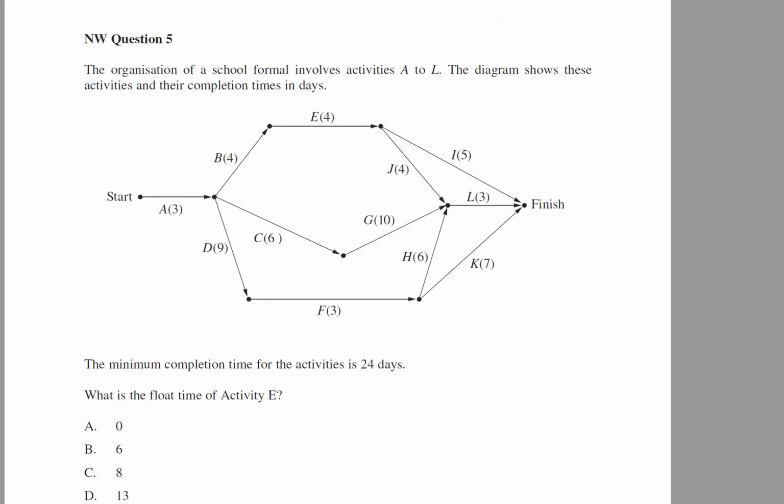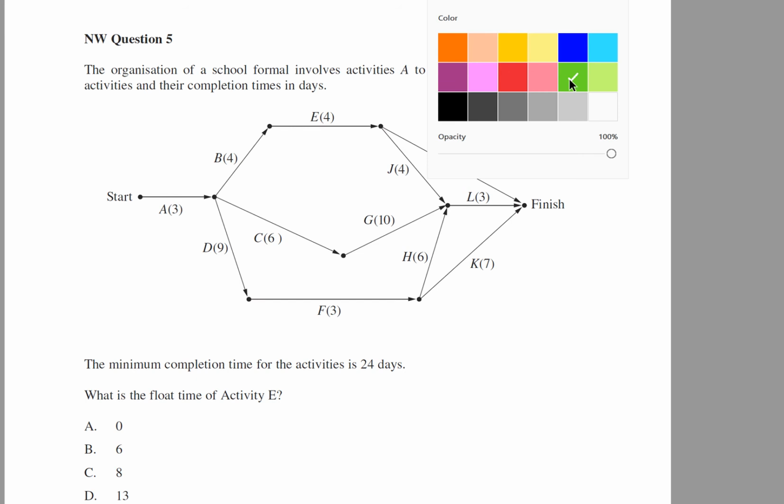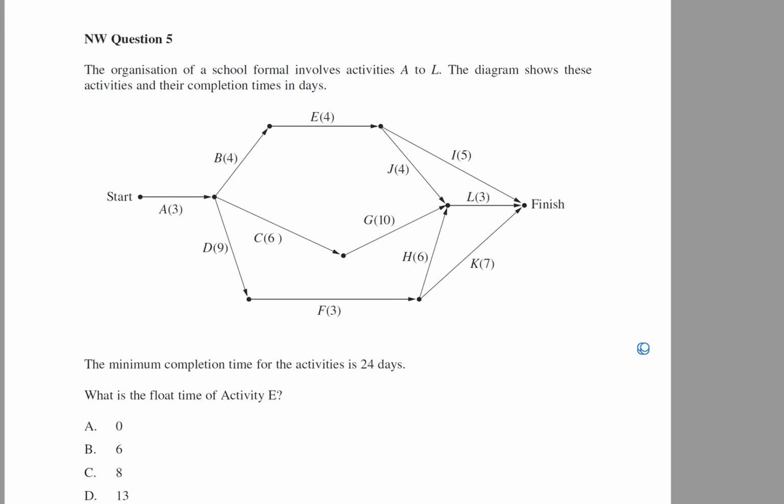We have an organisation of a school formal that includes activities A to L. The diagram shows the activities and their completion time in days. So we are told here that the minimum completion time is 24. Upon closer inspection, you can see that A, D, F, H, and L add up to 24. We want to know the float time for activity E.